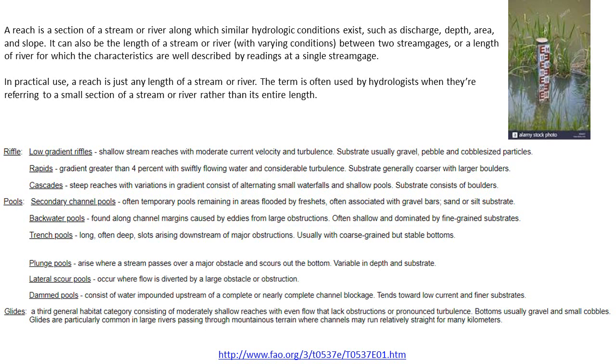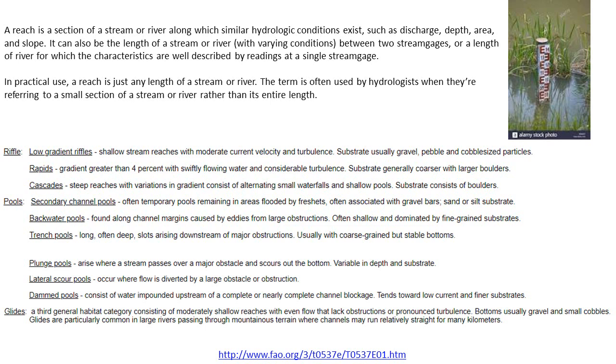So there are actually types of riffles and pools. You have low gradient riffles, rapids and cascades, and pools, the secondary channel pools, backwater pools, trench pools, plunge pools, lateral scour pools, and dammed pools. Dammed ang hirap naman i-pronounce. And also, meron ding glides. So, aside from the reach, riffle, and pools, meron ding glides.